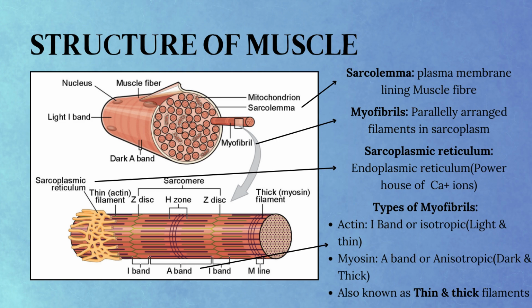Myofibrils are parallelly arranged filaments in sarcoplasm. Sarcoplasmic reticulum is the endoplasmic reticulum of muscle. It is the storehouse of Ca+ ions. There are 2 types of myofibrils, actin and myosin. Actin is also known as I-band or isotropic, light and thin. Myosin is also known as A-band or anisotropic, dark and thick. Both of them are known as thin and thick filaments.